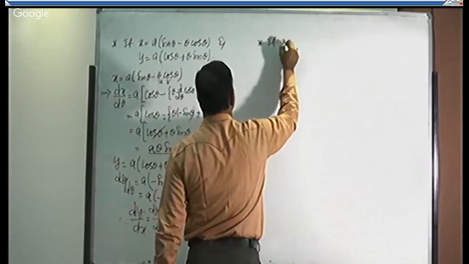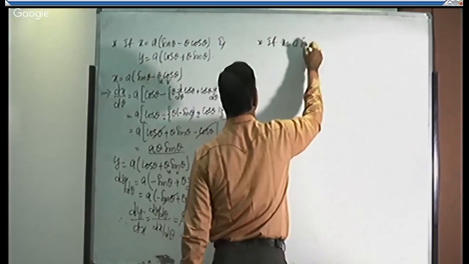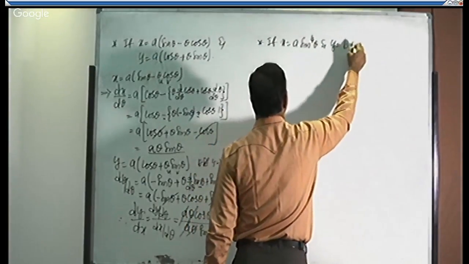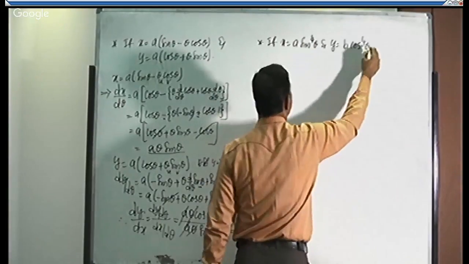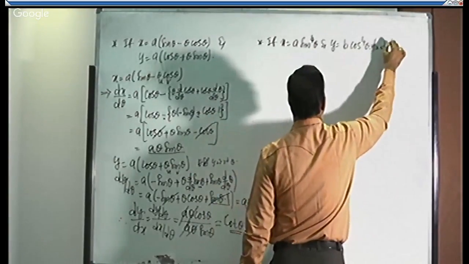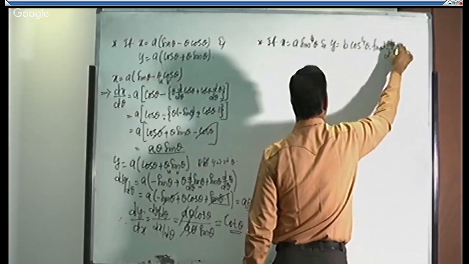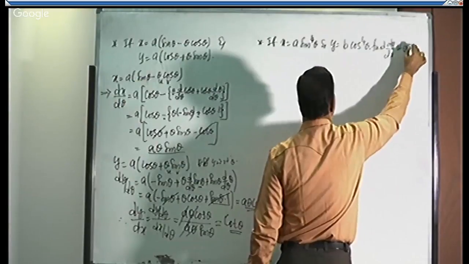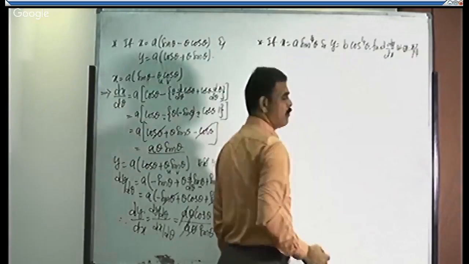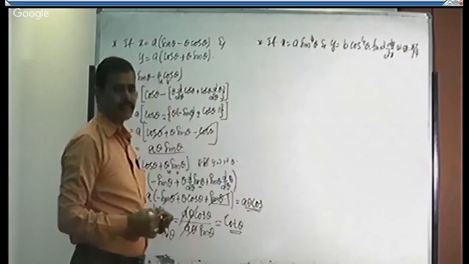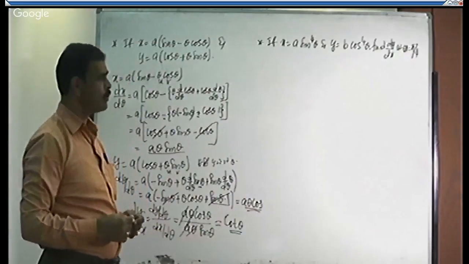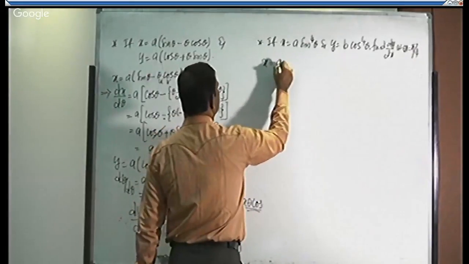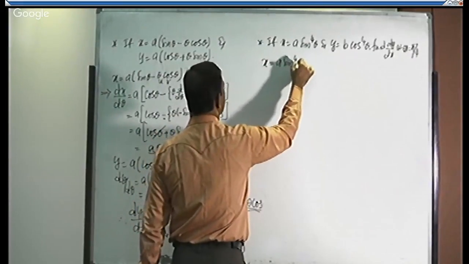If x is equal to a into sin to the power of 4 theta and y is equal to b into cos to the power of 4 theta, find dy by dx at theta is equal to pi by 4. After getting dy by dx, we have to substitute theta is equal to what? Pi by 4. Take x is equal to a into sin to the power of 4 theta.